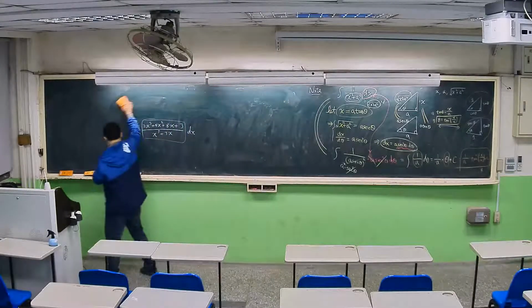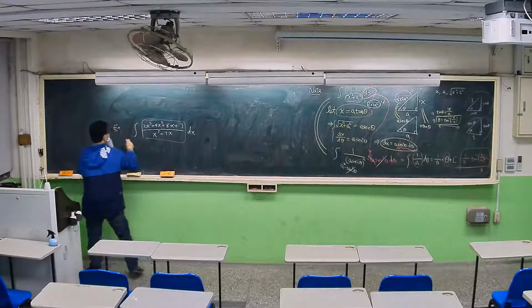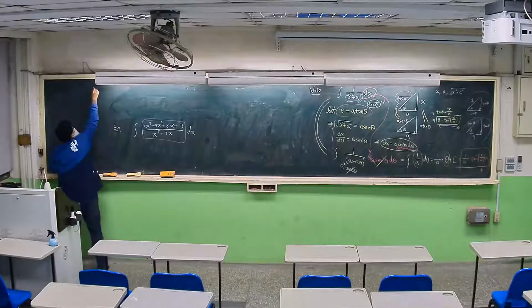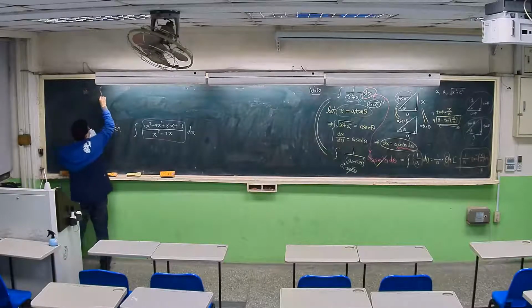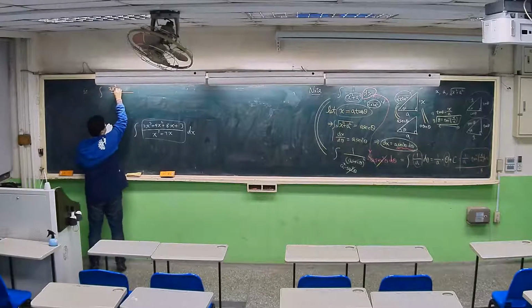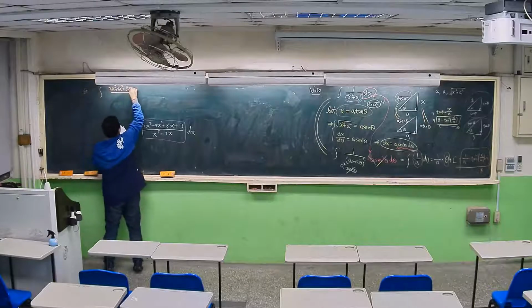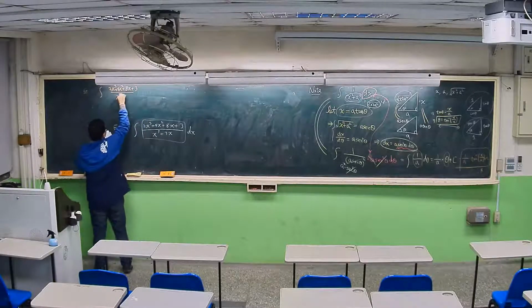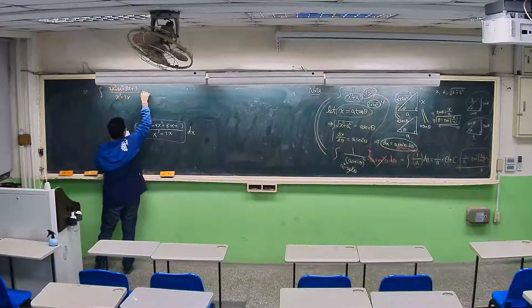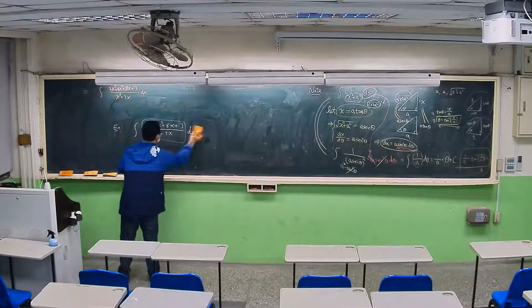Okay, so now we come back to this example. Here is our question, I write it down over here so it will be better: the integral of 2x cubed plus 4x squared plus 8x plus 3 over x cubed plus 3x dx.